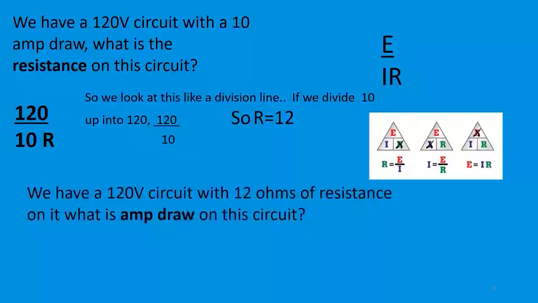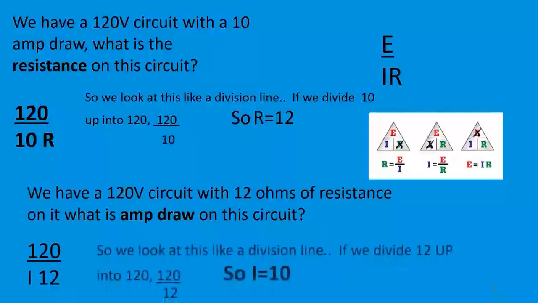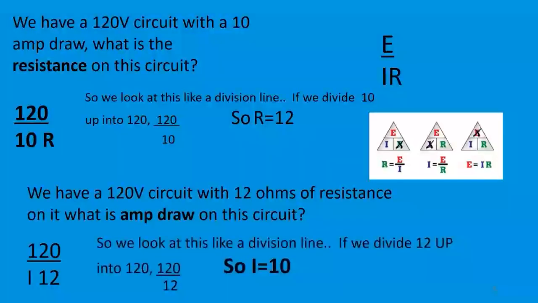If we have a 120 volt circuit with 12 ohms of resistance on it, what is the amp draw? So you just plug in the knowns. You know the voltage and you know the resistance. Now we're looking for the amperage. So you just look at this like a division line, and we divide 12 up into 120, so I equals 10.